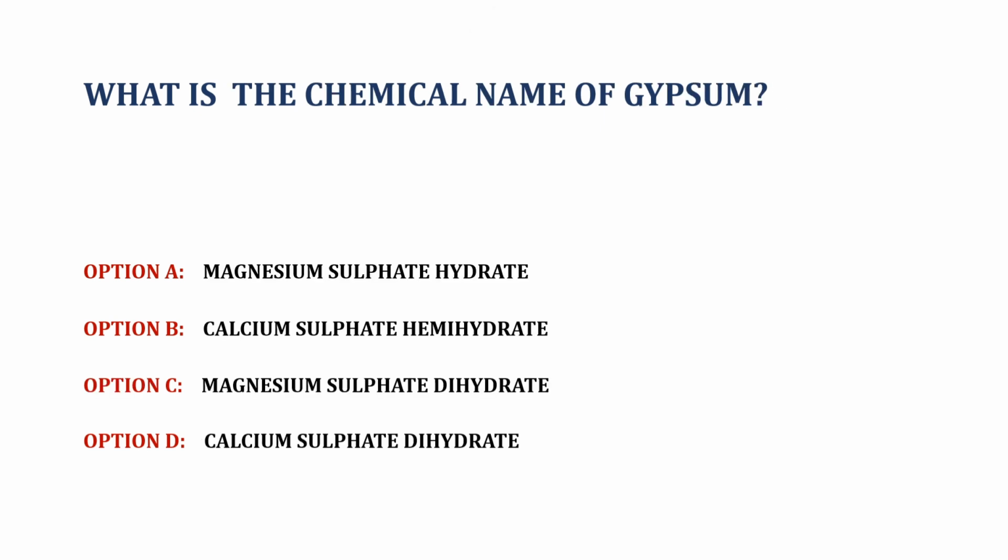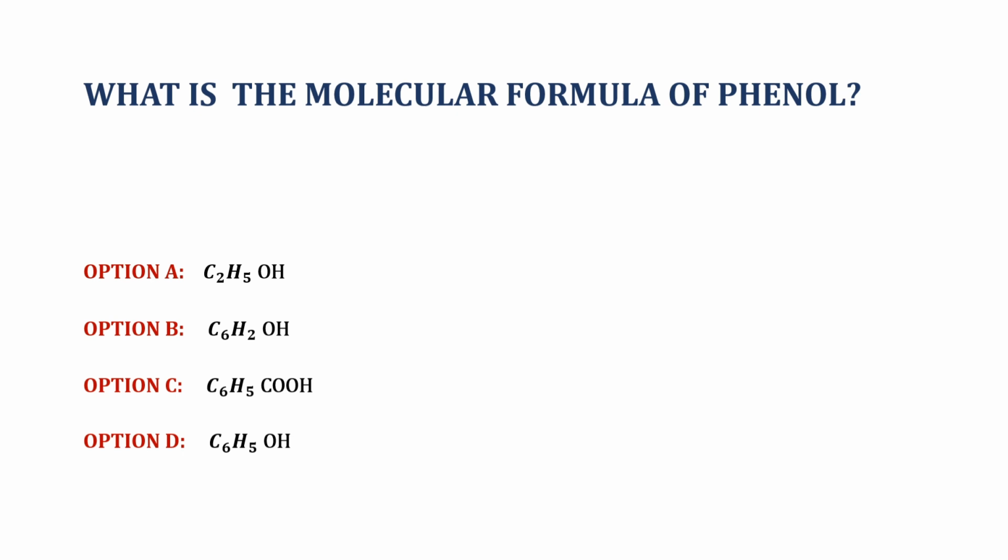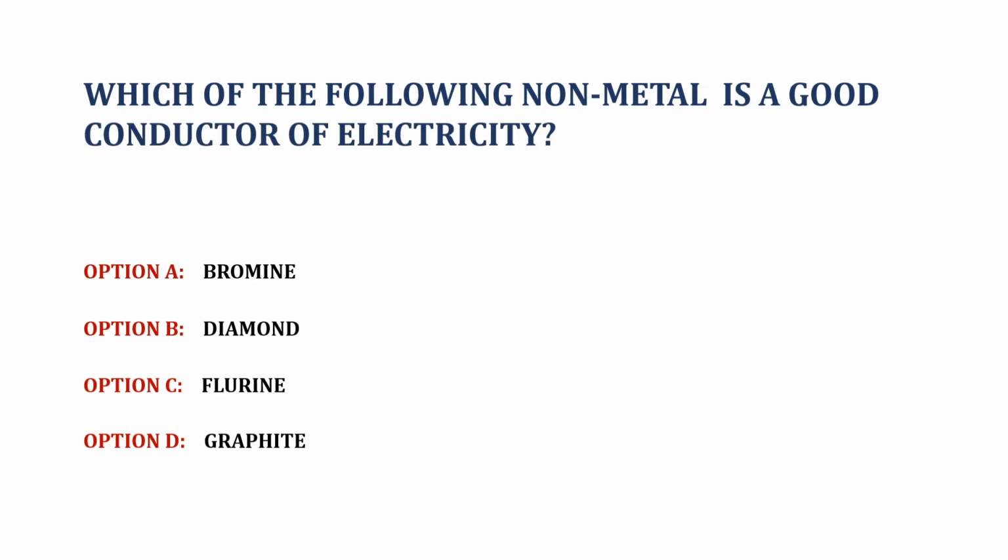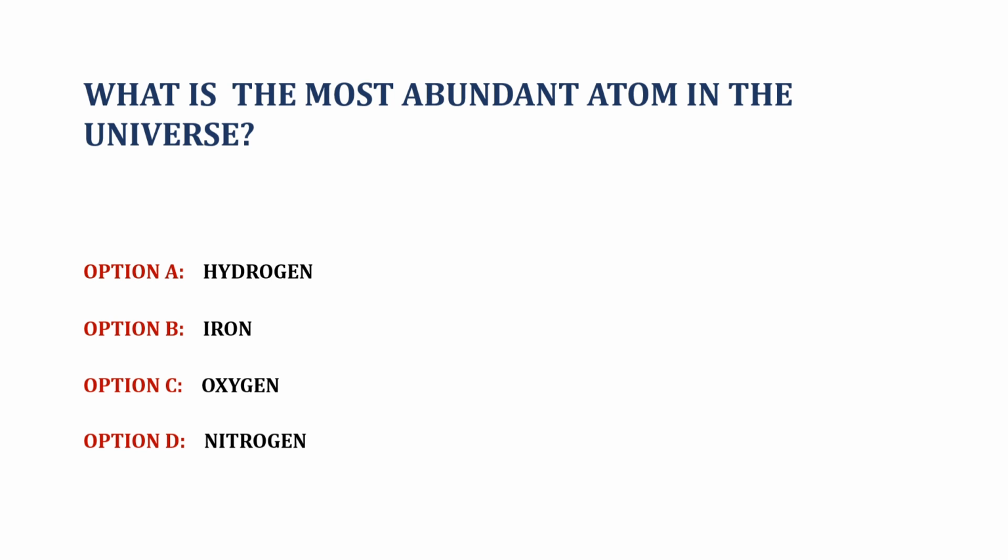What is the chemical name of gypsum? Option D, calcium sulfate dihydrate. What is the molecular formula of phenol? Option D, C6H5OH. Which of the following nonmetal is a good conductor of electricity? Option D, graphite. What is the most abundant atom in the universe? Option A, hydrogen.